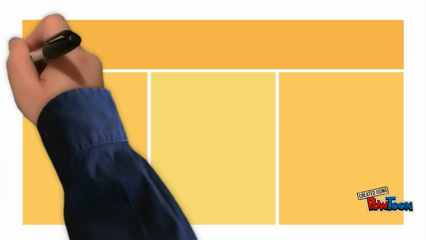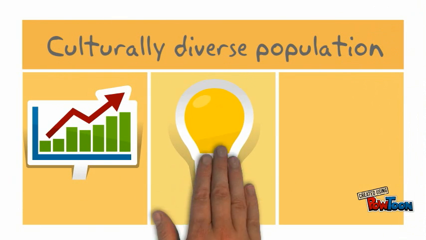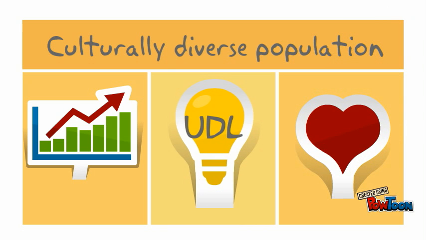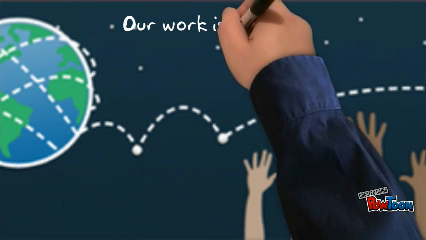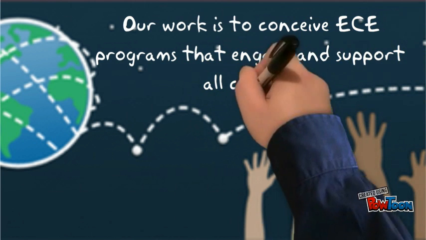The population of children in the U.S. will continue to grow more diverse, not less. UDL is an appropriate framework for addressing the challenges of educating a culturally diverse population. We know that high-quality programs in early childhood benefit children. Our work now is to conceive early care and education programs that engage and support the learning for all children.